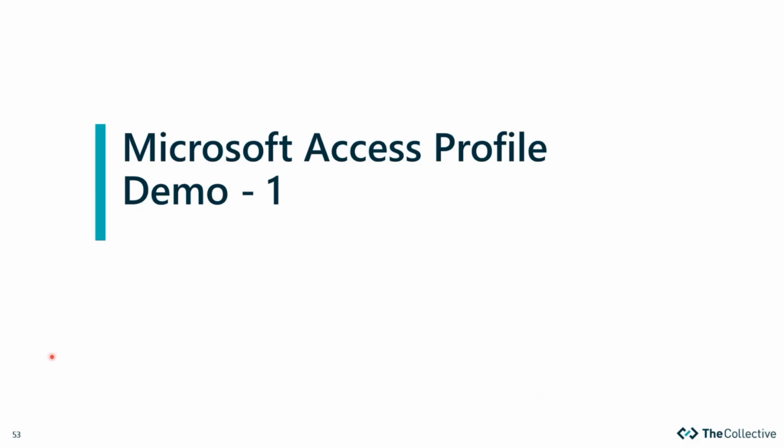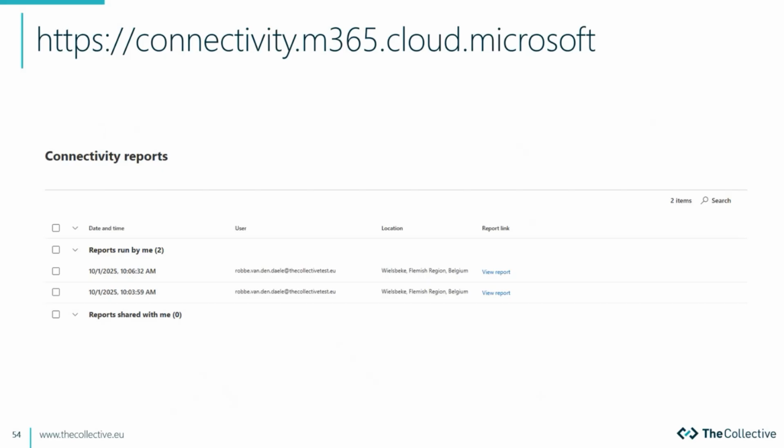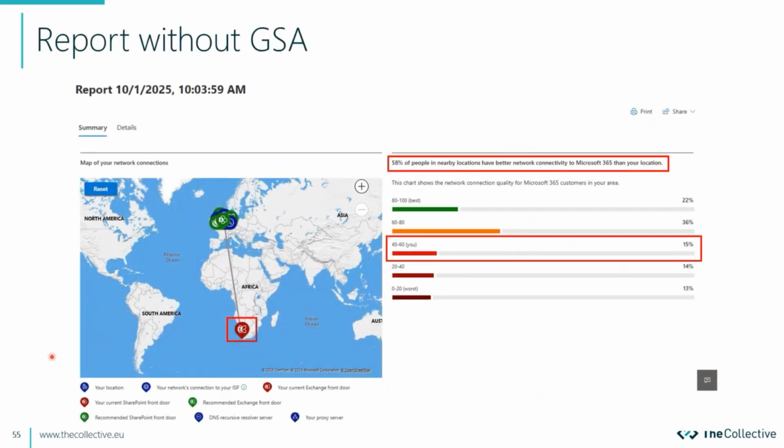Then we have the Microsoft access profile demos. I actually have two of them. So the first demo is about the connectivity. If you go to connectivity.m365.cloud.microsoft, you can do a connectivity test and see what the latency is from your device to some Microsoft applications like Teams, etc. And if I did this without Global Secure Access enabled, you can see that I am in the top 58% of the people nearby with the best network connection. So not that great, I'm somewhere in the middle.